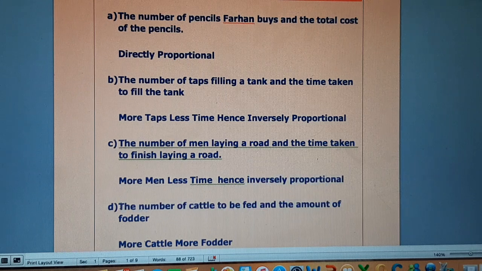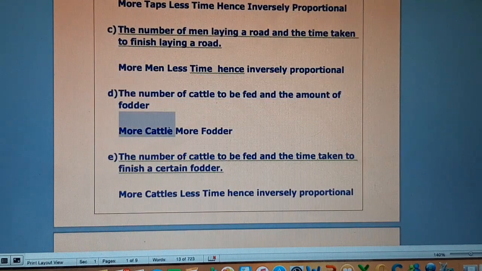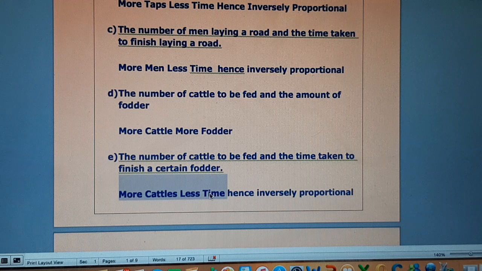In part D, the number of cattle to be fed and the amount of fodder. As the number of cattle increases, more cattle mean more fodder is required. This is directly proportional. And in the last part, the number of cattle to be fed and the time taken to finish a certain fodder. Now more cattle will take less time to finish the fodder. Hence, this is inversely proportional.